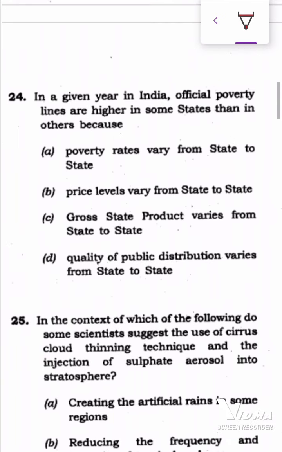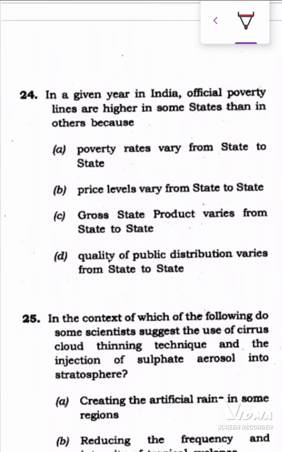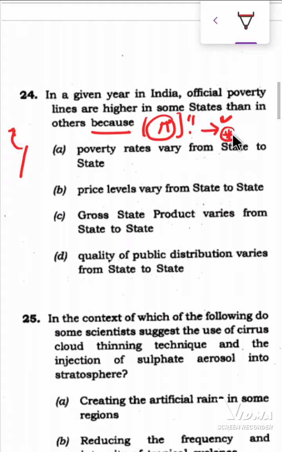Now let's go to question number 24. In a given year in India, official poverty lines are higher in some states than in others because of what? There is a uniform official poverty line decided for India, but in some states that line is higher, and in other states it is not, because of the inflation rate. The presence of inflation varies from state to state. In a state like Maharashtra, there are more economic activities, so there is more inflation, whereas in other states, like the states of the northeast, inflation is low, so prices are lower.